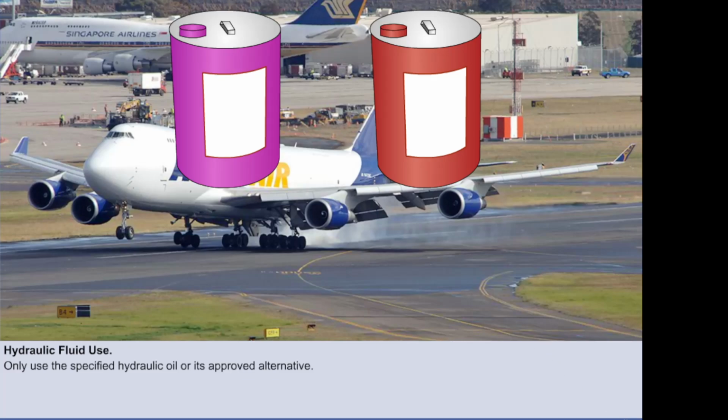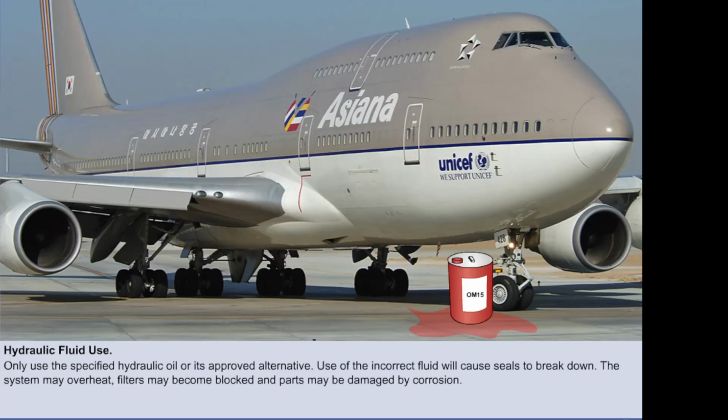It is of major importance that only the specified hydraulic fluid, or its approved alternative, is used in a hydraulic system. If the incorrect fluid is added to a system, breakdown of the seals is likely, causing fluid leakage, both internally, within components, and externally, from the actuators. Failure of the seals in the pump could well lead to overheating. Filters may become blocked with debris, and parts may be damaged by corrosion.